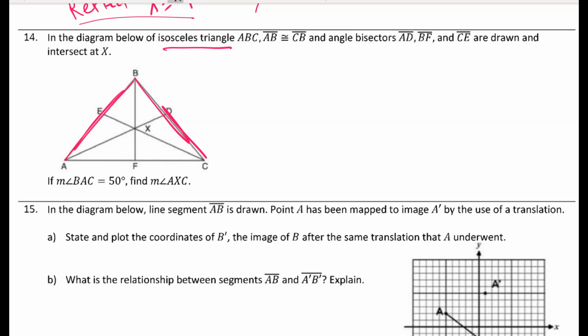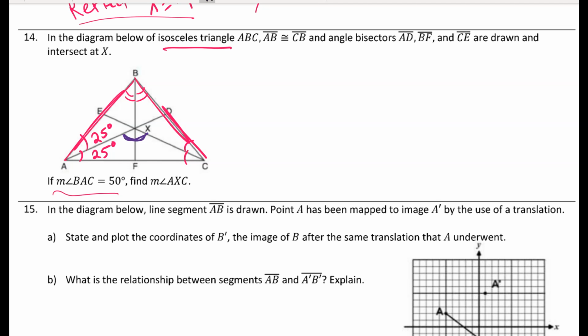So if AD is an angle bisector, that means that guy is congruent to that guy, and that guy is congruent to that guy, and CE, let's see, where's the other one? BF. So this guy is congruent to that guy as well. It tells me that the measure of angle BAC is 50 degrees. So if it's an angle bisector, I know it's cutting the angle in half, so those two angles are 25 degrees. And it's asking me to find the measure of AXC, so that obtuse angle right there.